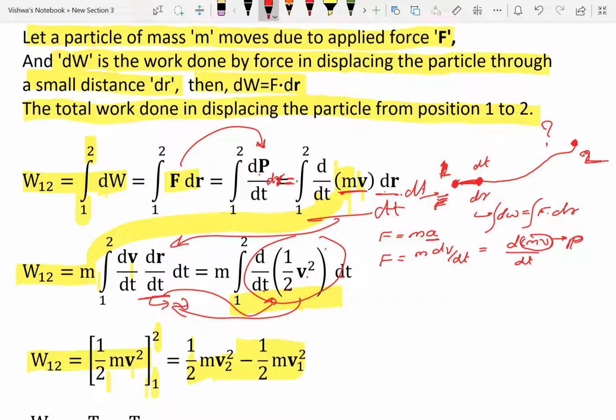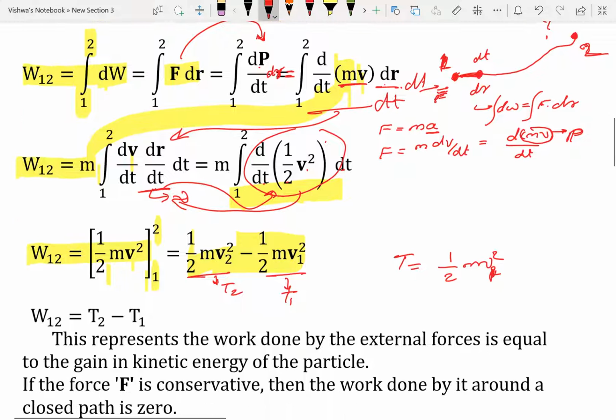What is kinetic energy? Kinetic energy is given by the expression 1 by 2 mv square. If you write 2 here, then it is the kinetic energy at position 2. If you write 1 here, then it is the kinetic energy at position 1. So this now becomes T2 and this is T1. Then the work done to displace the particle from position 1 to position 2 is T2 minus T1.